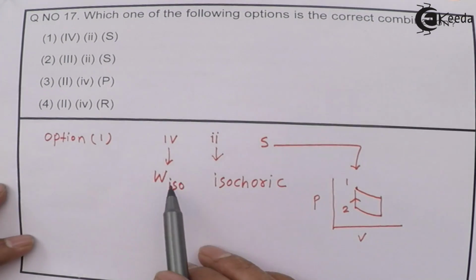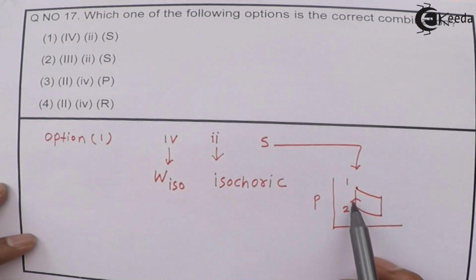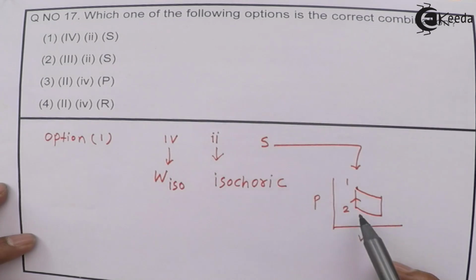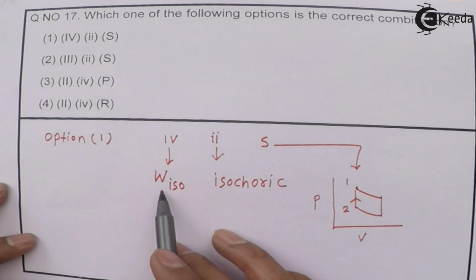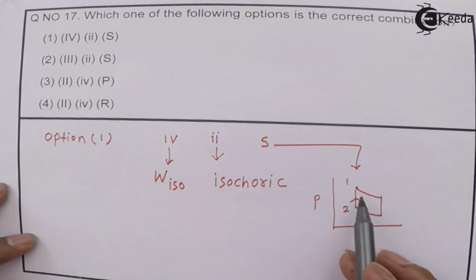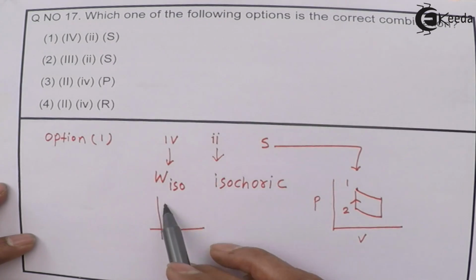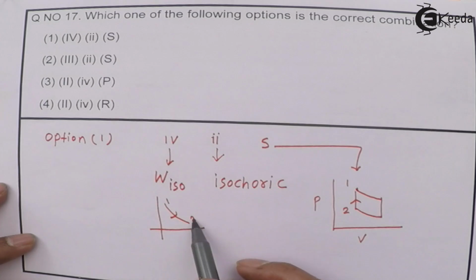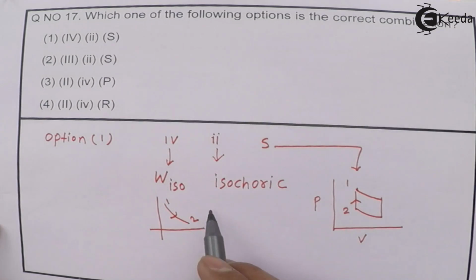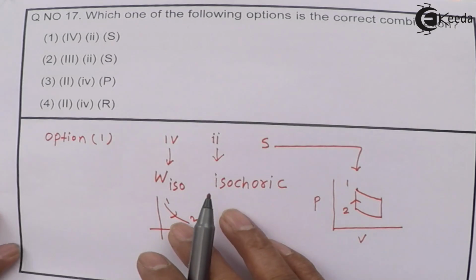First of all, 1 to 2 is not an isothermal process, and 1 to 2 is an isochoric process. That is correct, but this combination is not correct, because for the work done during an isothermal process, the graph should be a curve going from 1 to 2, not like this. So this combination is not correct. Let us move to the next combination.